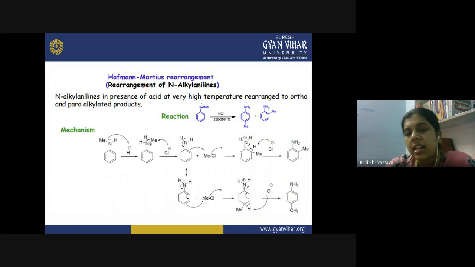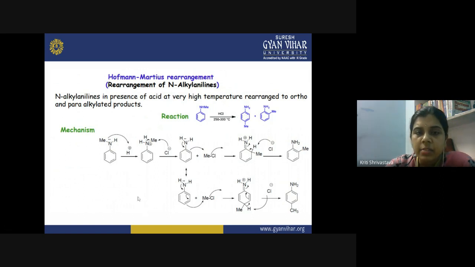So these N-alkyl anilines, in the presence of acid at very high temperature, are rearranged to ortho and para alkylated products. So the alkylation is performed here, and this alkyl group is removed from this position, and you can get ortho and para positions blocked with the methyl group. So this type of rearrangement takes place in the presence of acid and very high temperature.